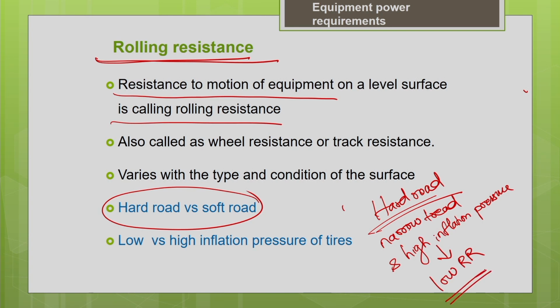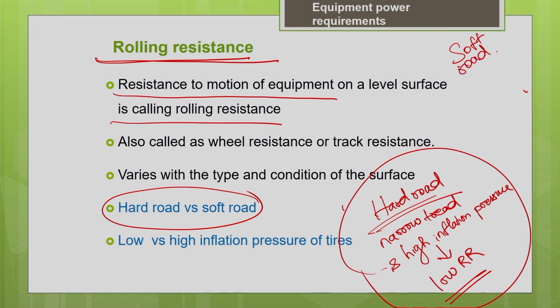So in the hard road, to have low resistance, I need a tire with narrow tread, smaller dimension, and high inflation pressure, so that the contact area with the surface will be minimum and the resistance will be minimum. This is for the hard road, but the same thing won't apply for the soft road. If you go for narrow tread and high inflation pressure on an earthen road or soft road, what will happen? The tire will sink into the road.